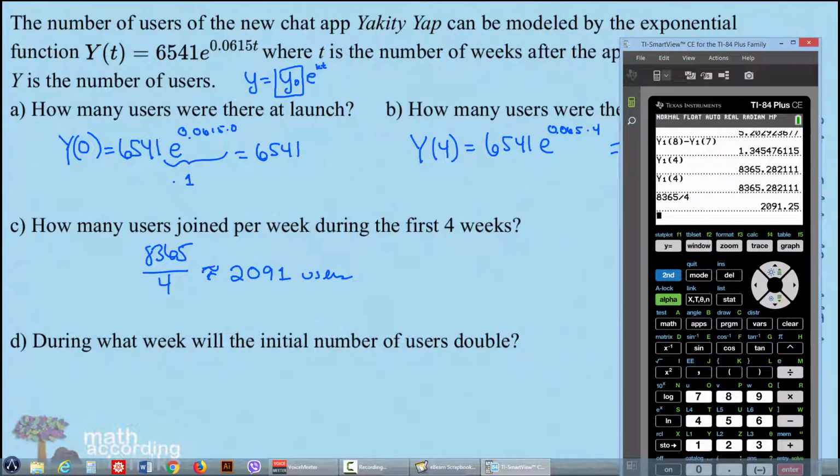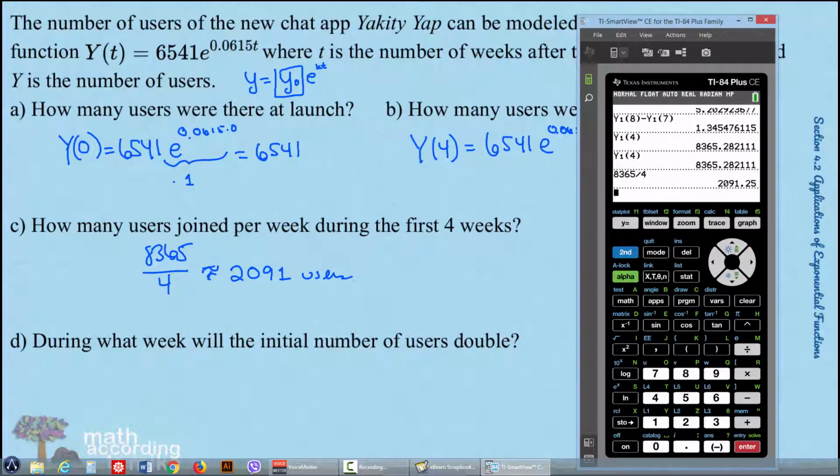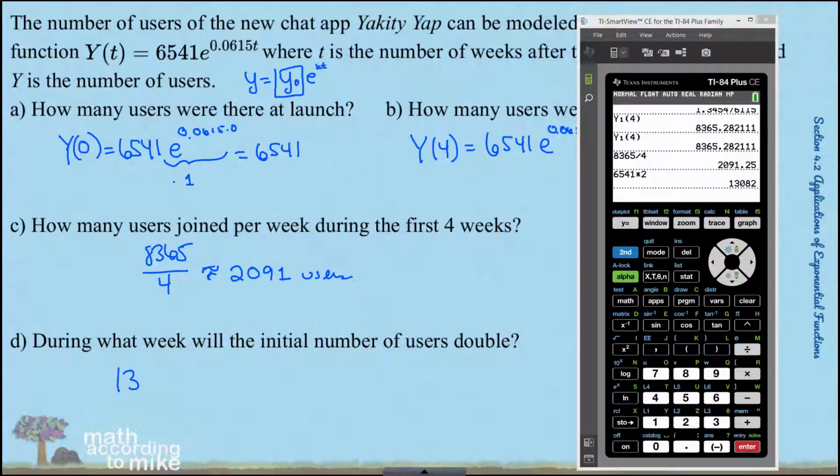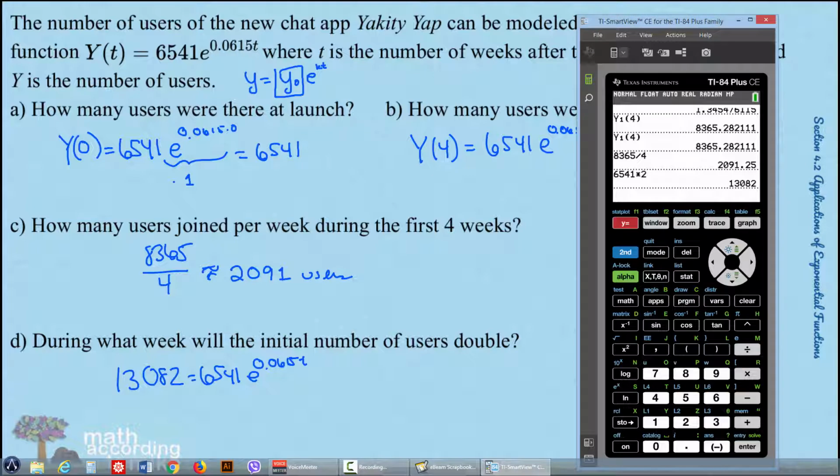Okay. So then, during what week will the initial number of users double? Well, if we started with 6541 and we want that to double, then we want to end with 13,082. So we need to find t so that our function equals 13,082. Again, at this stage of the game, we are trying to solve for something in the exponent. We do not know how to solve for something in the exponent, so we're going to use the calculator. So again, go to y equals, put in your function in y1. This time in y2, we're going to say 13,082.